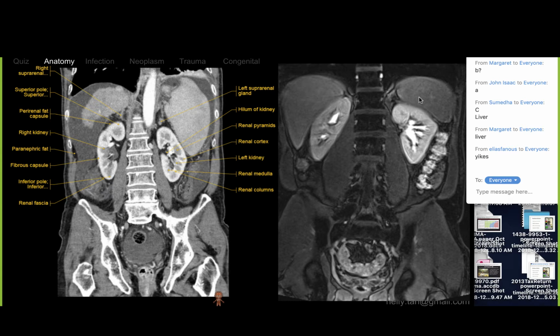And do you know how many minutes after injection we see the excretory phase, in patients with normal renal function? When do we see contrast within the collecting system? Approximately.